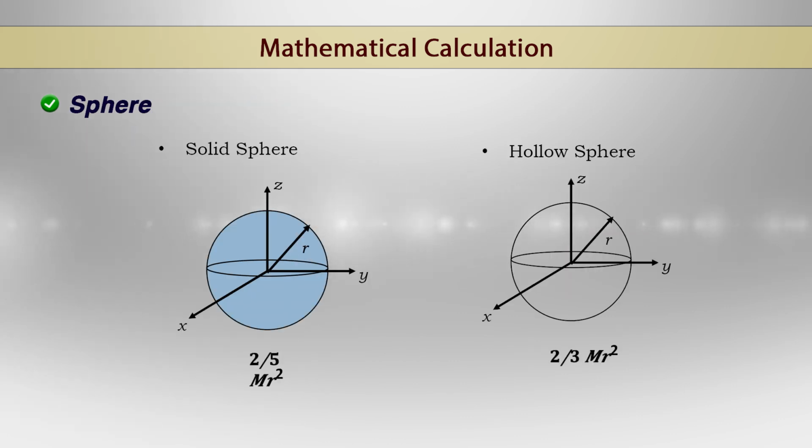The moment of inertia, if we calculate for a solid sphere, is always less as compared to a hollow sphere. As we can see from the figure, for a solid sphere, the moment of inertia comes out to be 2/5 of mr², and for a hollow sphere it comes out to be 2/3 of mr². Reason, the distribution of mass.